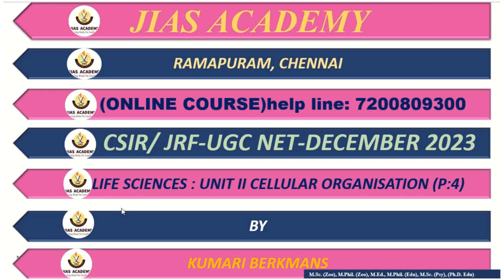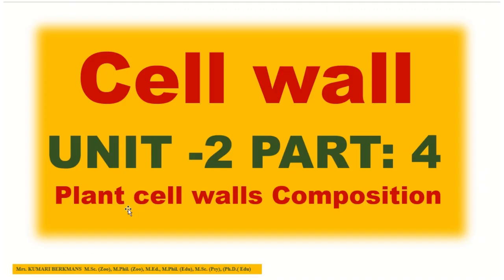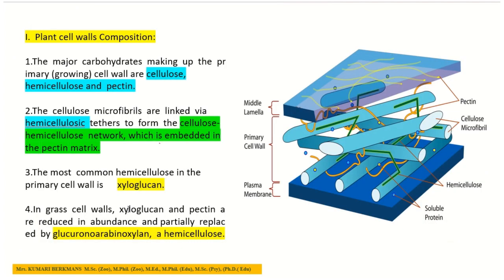The coaching is for CSIR JRF, UGC NET. This is about life science. The class is on Unit 2, Cellular Organization. It is part 4. In this class we are going to see the plant cell walls and their composition.